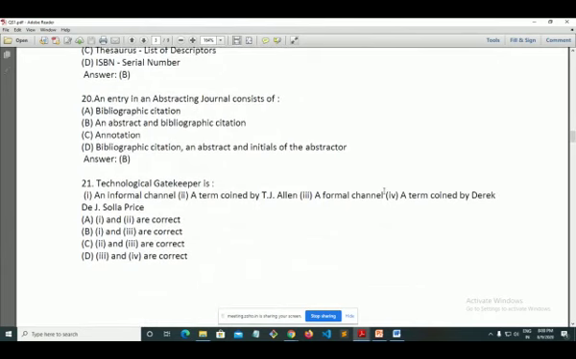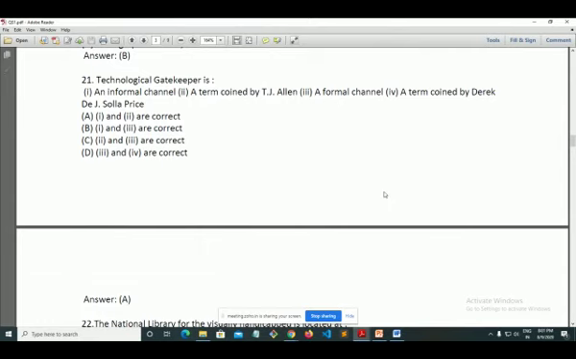Another type of question: there are four options, and among these four options, two options are correct. Like technological gatekeeper is: 1. An informal channel, 2. A term coined by T.J. Allen, 3. A formal channel, and 4. A term coined by Derek J. Price. And the correct answer is A, 1 and 2: an informal channel and a term coined by T.J. Allen.